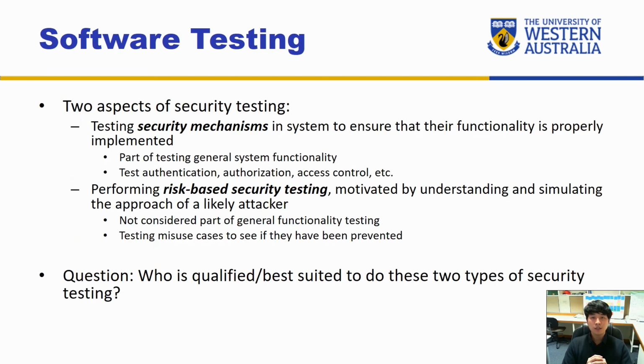Okay? And so when conducting these tests, we should consider two aspects of security testing. First one is testing security mechanisms in the system to ensure that their functionality is properly implemented. Okay? So this is examining all the existing security features and mechanisms that you have built into your software and testing whether they are correctly functioning. Okay? And another aspect is to perform risk-based security testing. Okay? And this is motivated by understanding and simulating the approach of a likely attacker.